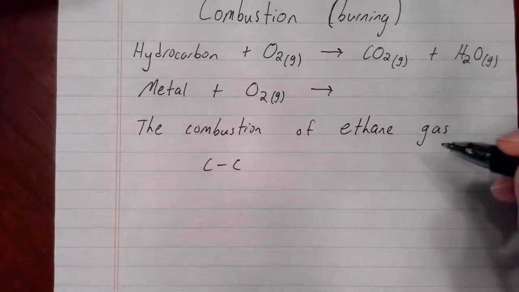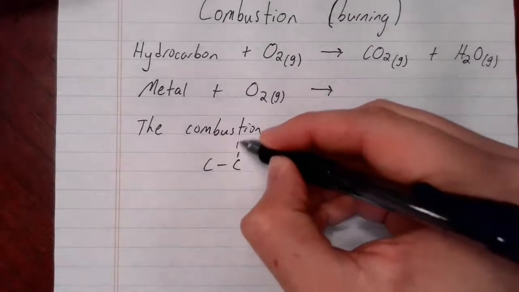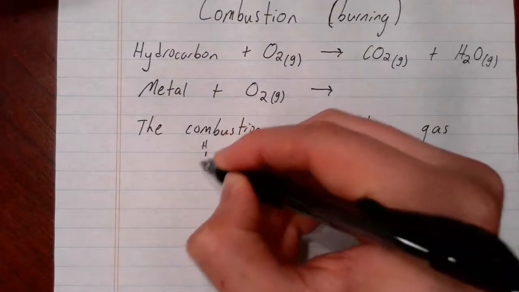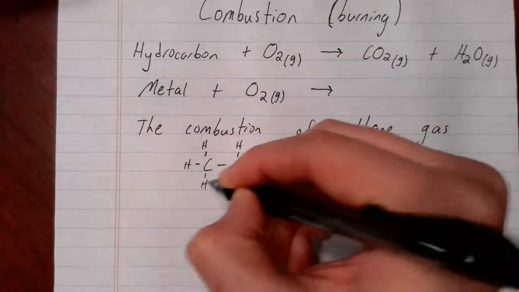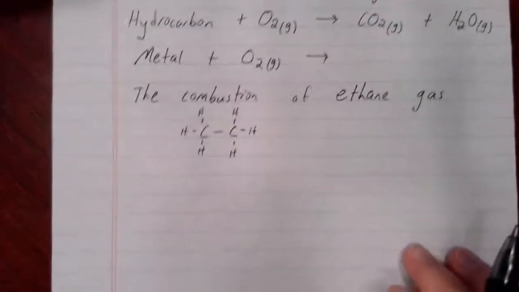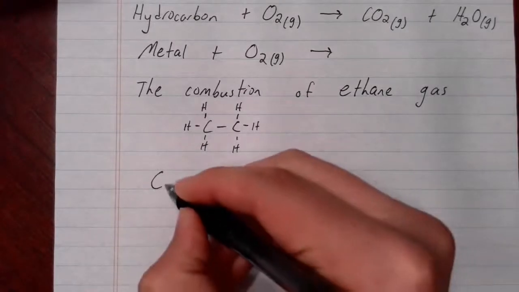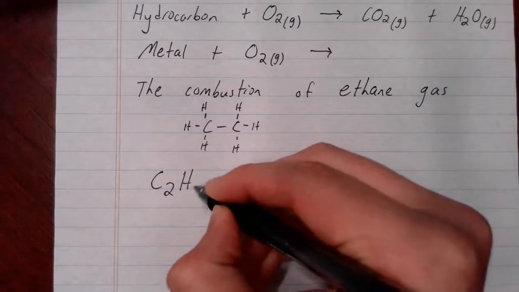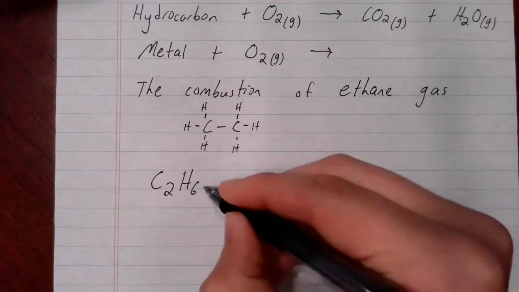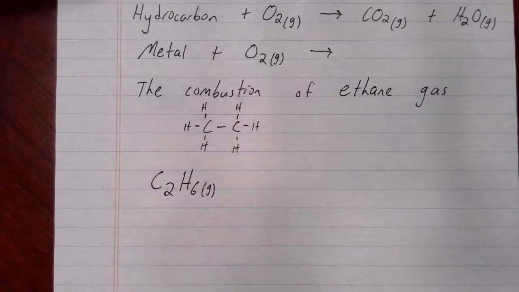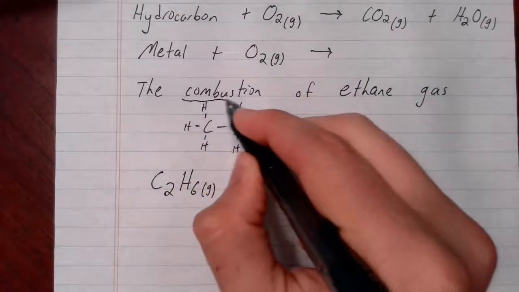Then we have to think, well, how many hydrogens do I have? Well, I know each carbon has 4 bonds. Okay, so I know that's the structure for ethane. So now I condense that down, so I have C2H6. The problem tells me it's a gas. And that's all I need to solve the problem, because I have the word combustion.